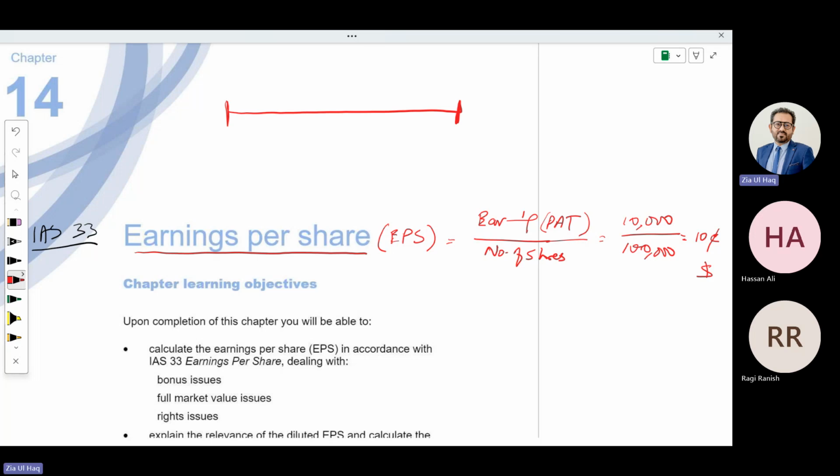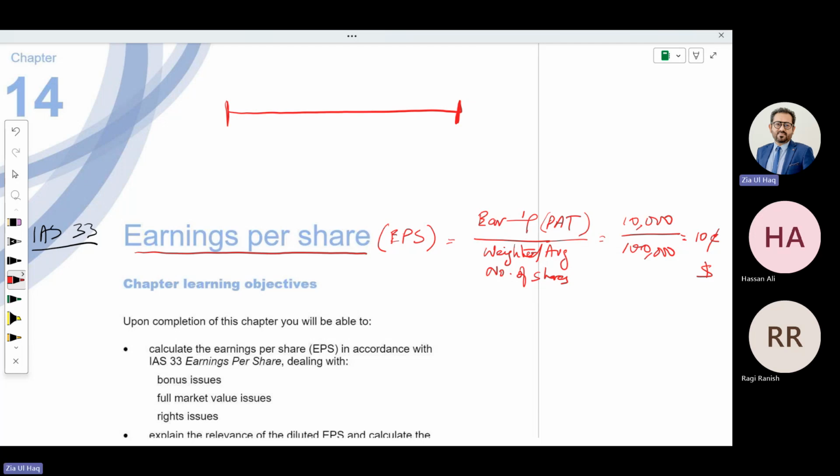In fact, the formula is not number of shares. Formula is earning divided by weighted average number of shares. What does that mean? Weighted average number of shares.